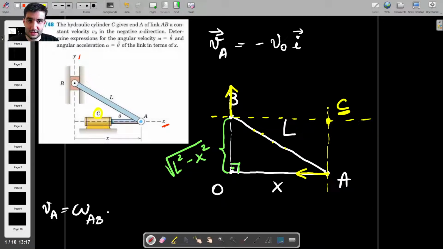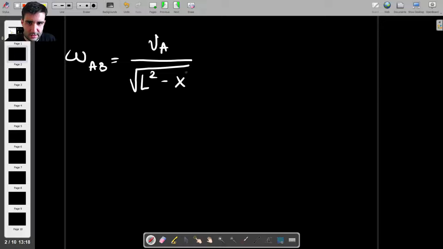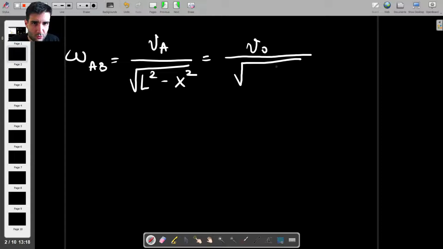And so that's the distance to the center of rotation, which is what we just found as square root of L squared minus X squared. Okay. So let's find out omega, which is therefore VA divided by the square root of L squared minus X squared. Now, we know what the velocity of A is, and that is going to be V0. That's what the question tells us, over L squared minus X squared.